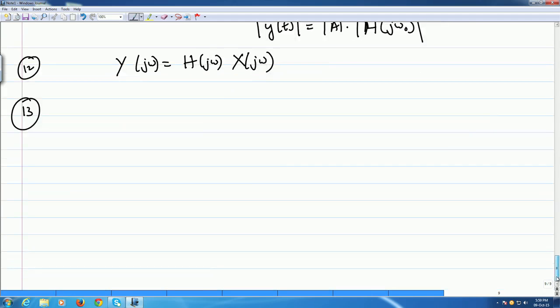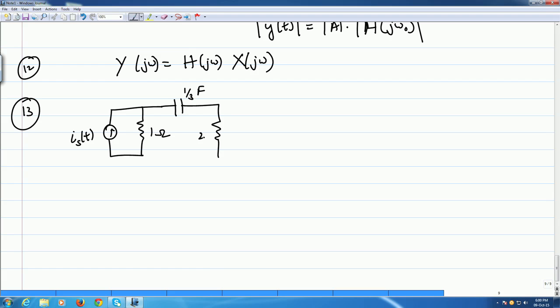So, now 13, 14 and 15 are a circuit solving question. So, a circuit is given with a certain input and a certain output marked, and you have to find the output for different types of input. Okay. So, let me write down the circuit and see how to work with it. The circuit has a current source Is of t, and then there is a 1 ohm resistance, and then there is a capacitance which is 1 by 3 farad, and then there is a 2 ohm resistance, and the output is marked as the voltage across the 2 ohm resistance. Now, it is good to go to the transform picture.